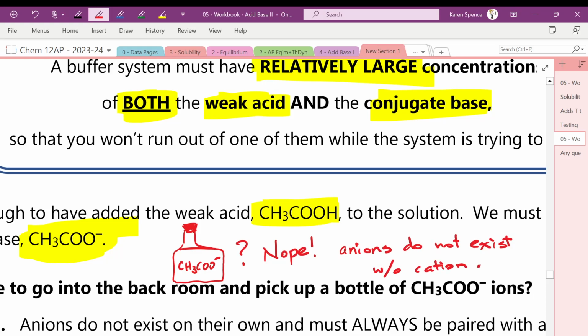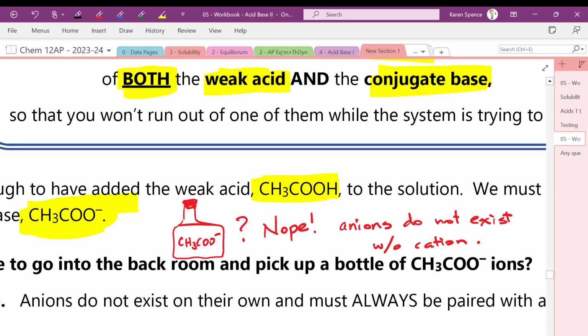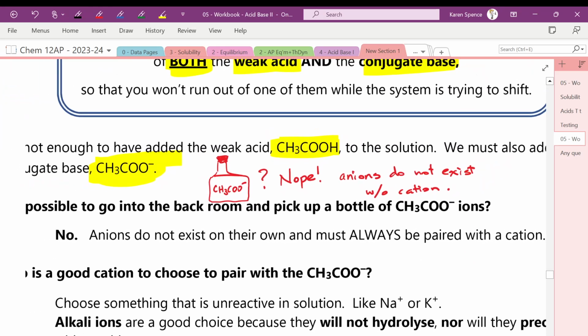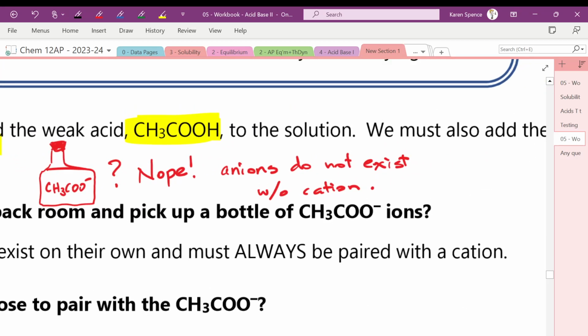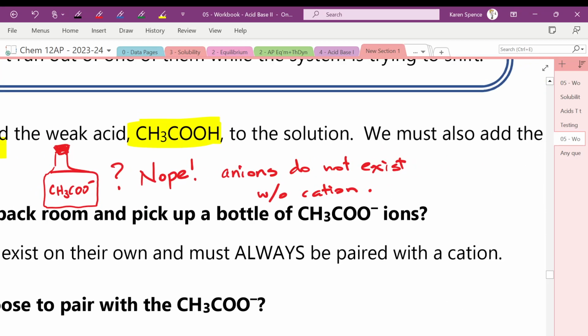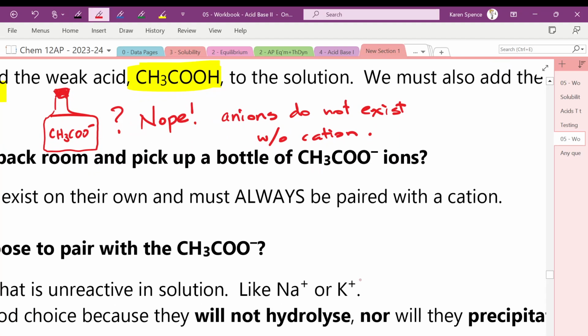Are you guys okay with WO for without? Okay. So, no, you cannot. They must always be paired with a cation. Could you guess who is a good cation to pick? Sodium. Right? Just like when we were doing the solubility stuff, you're going to pair it with sodium because there's lots of sodium around. It's really common. It doesn't react with anything. It's soluble with everything. You could also choose K if you want to, but why bother thinking when you could just choose sodium? You know what I mean?